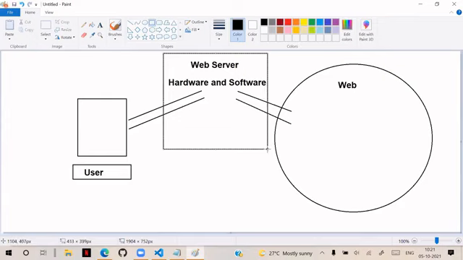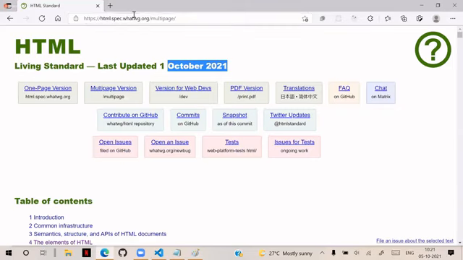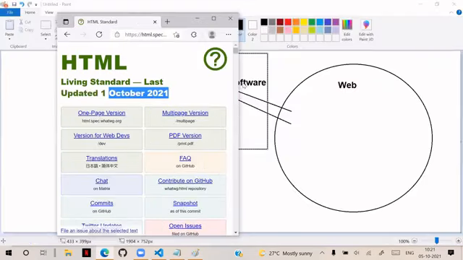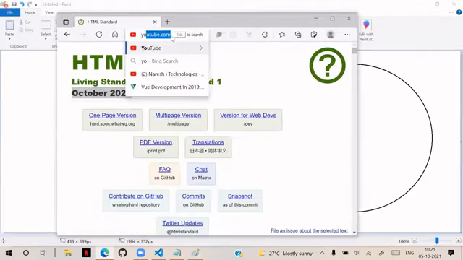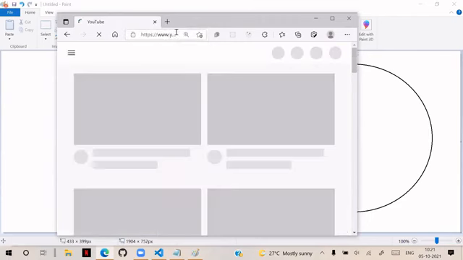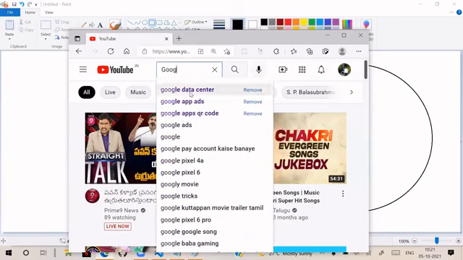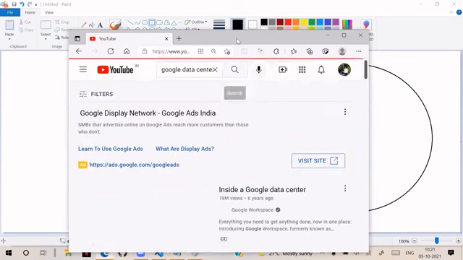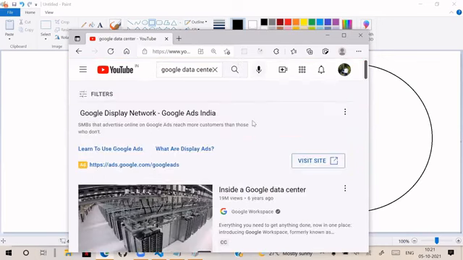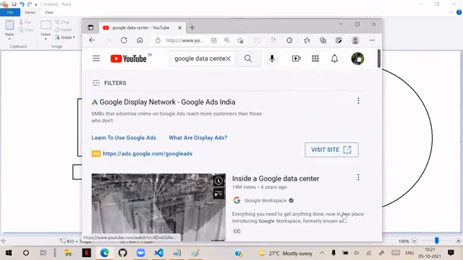Servers are very huge. Huge servers will be there. For example, I will show you, observe here. Let's go to YouTube. On YouTube, I will search here for data center, Google data center. You see, Google data center is there. And this is the video of the Google data center.